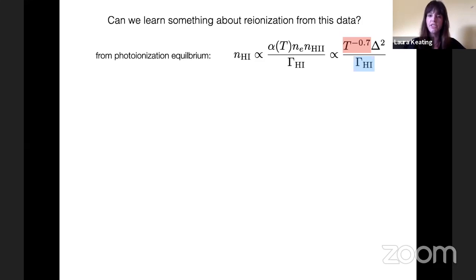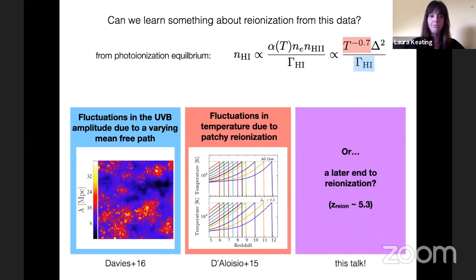People have worked really hard to come up with different models to try and understand why these quantities should be so different along different patches and what should cause these large fluctuations. As I said, there are lots of different models. You could have a varying mean free path that causes fluctuations in the ionizing background, or fluctuations in temperature due to patchy reionization. But in this talk, I want to tell you what a late end to reionization can do for you, and hopefully convince you that it's a good match to lots of data that's out there.